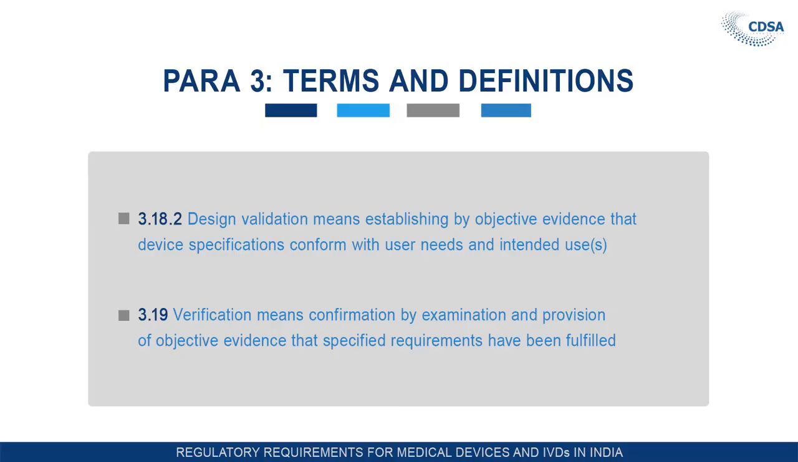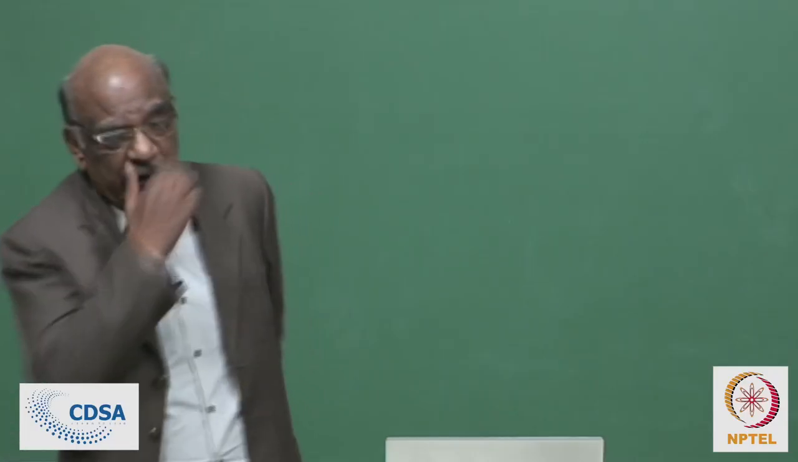3.19 is verification, which means confirmation by examination and provision of objective evidence that specified requirements have been fulfilled. In this case, verification means, in simple language, testing basically. You have to have objective evidence against specific requirements. That means you have to verify that a particular item is 6 inches long at a particular process. You have to verify that it is 6 inches long in that process, which has been verified by process validation.